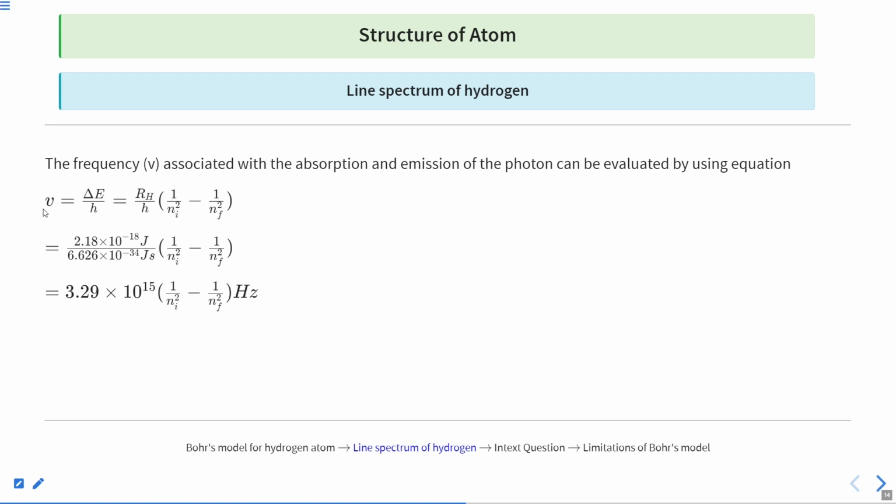So delta E by h will give you nu, and R_H by h gives you the following. The value of h is 6.626 into 10 to the power minus 34 joule second, as I have told you. This unit is very important, always remember it. Now R_H is 2.18 into 10 to the power minus 18. If you divide these, you will get the frequency in hertz, and the constant becomes 3.29 into 10 to the power 15. Clear? What does it become? 3.29 into 10 to the power 15.